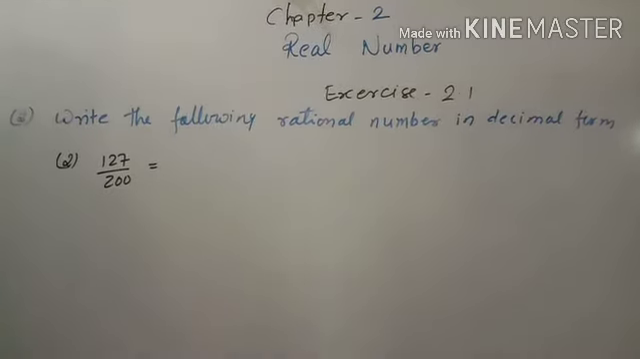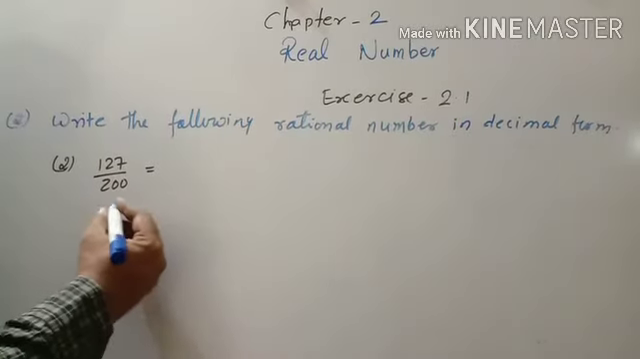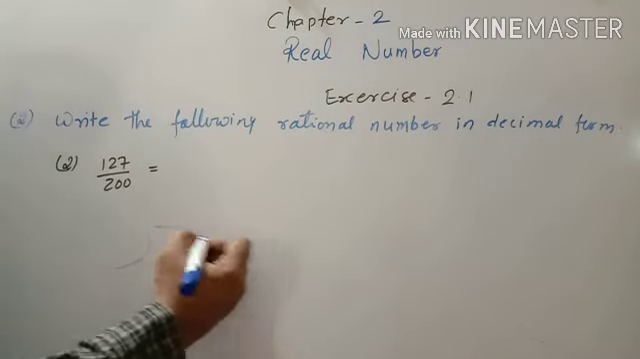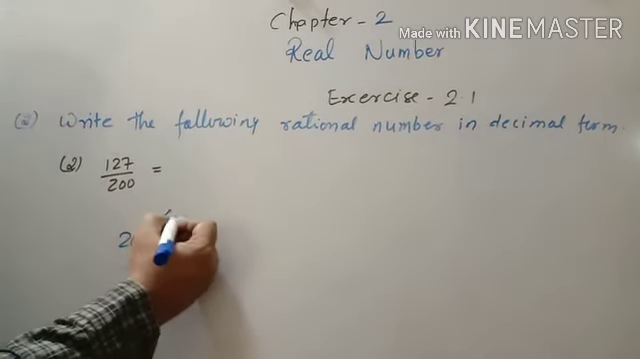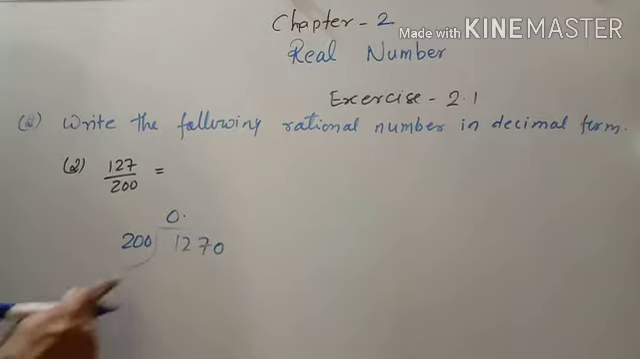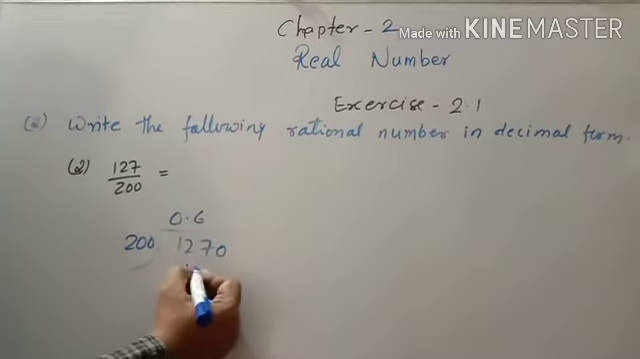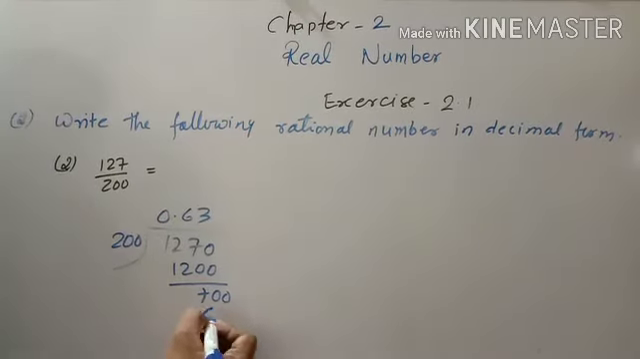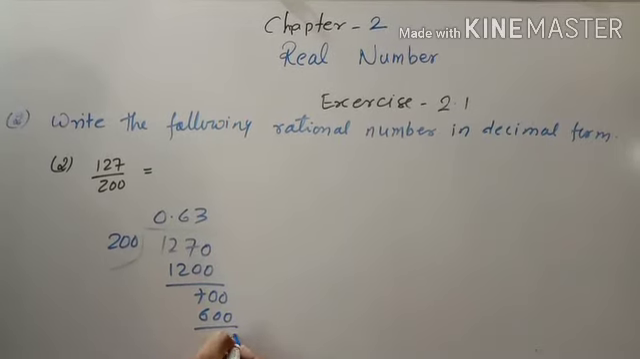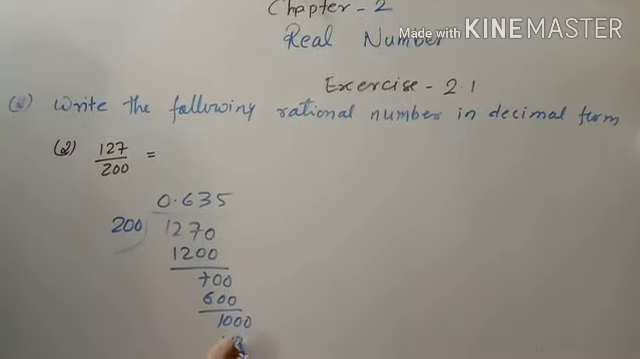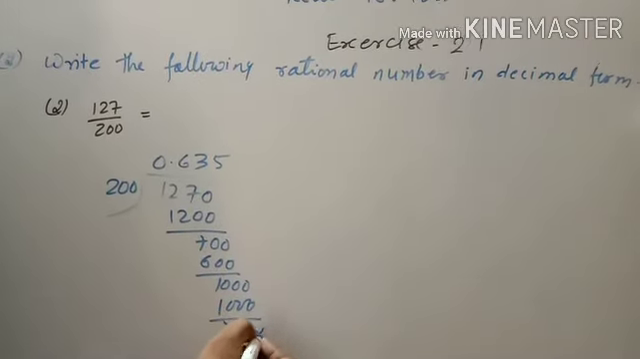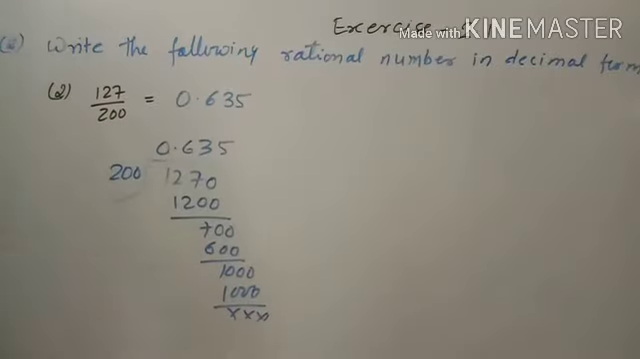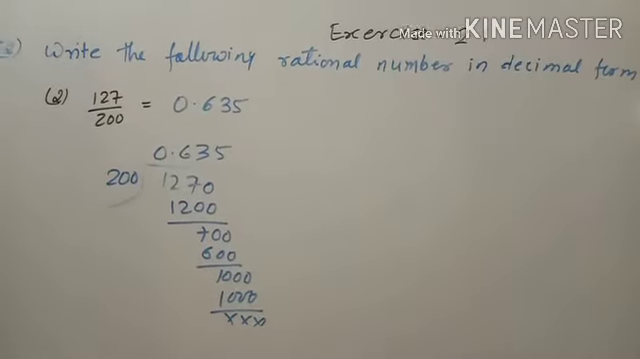Second question is 127 upon 200. Therefore we divide 127 by 200. 0 point over here. 200 into 6 is 1200. Remaining 70, 0. 3 times 200 is 600. Remaining 100, 0. 5 times 200 is 1000. It's terminating. So answer will be what? 0.635. The answer of 127 upon 200 is 0.635.